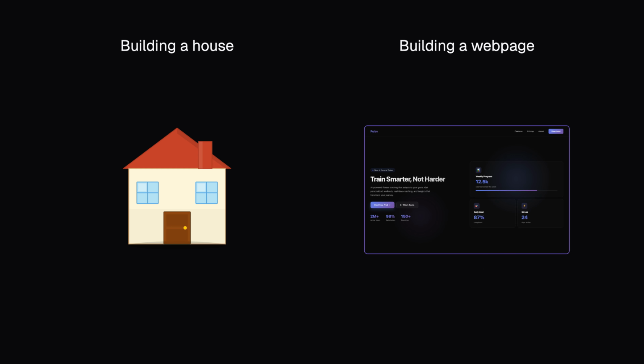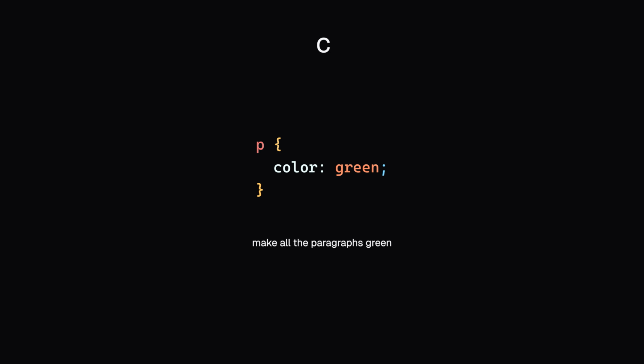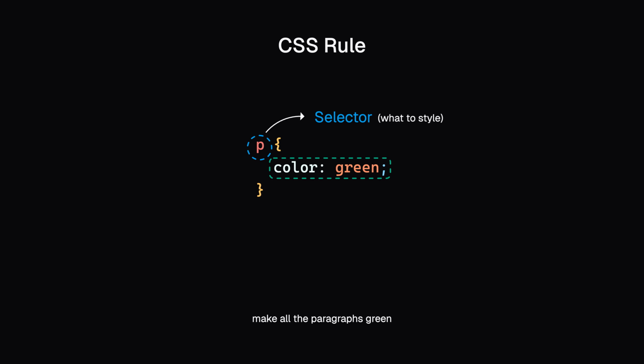CSS works like giving instructions like make all the walls blue or make all the paragraphs green. In CSS, we write these instructions as something called a CSS rule. It has two main parts: a selector to select what you want to style and a declaration to declare how you want it to look. This is like saying, hey browser, select every paragraph on the page and make the text green. Here P is the selector, it tells CSS what to style, and the part inside the curly braces is the declaration. It says how to style it.